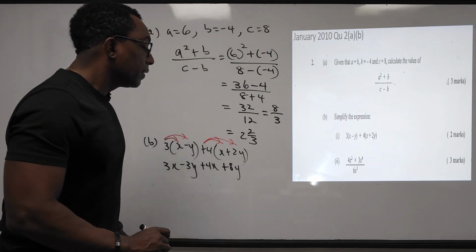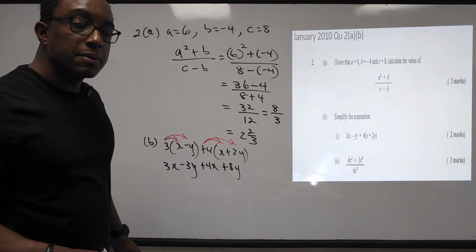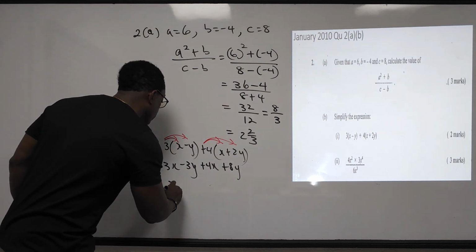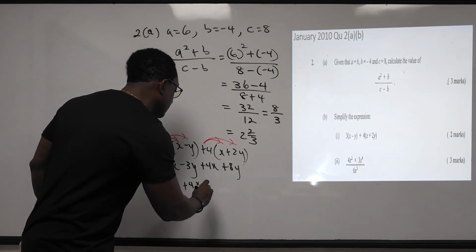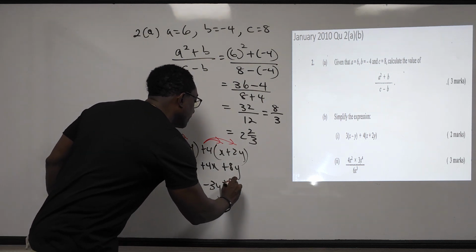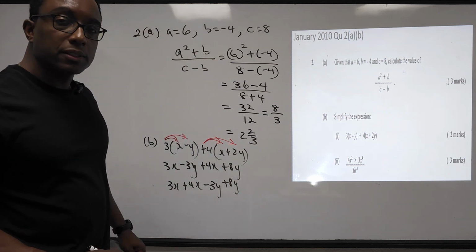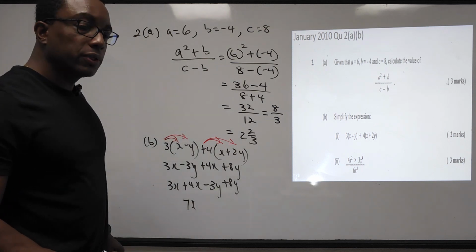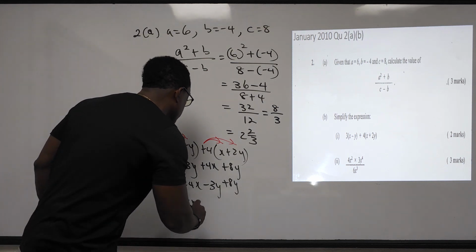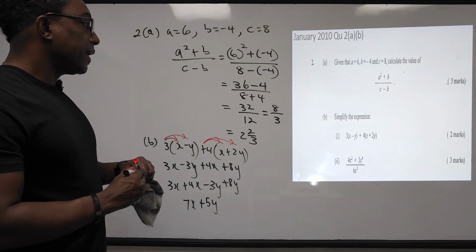So after I have removed my brackets, my next step is to group like terms and simplify. So I'm going to rearrange: 3x plus 4x I group together, and -3y plus 8y I group together. And when we simplify, 3x plus 4x will give us 7x, and -3y plus 8y will be positive 5y. Let's move on to part 2.